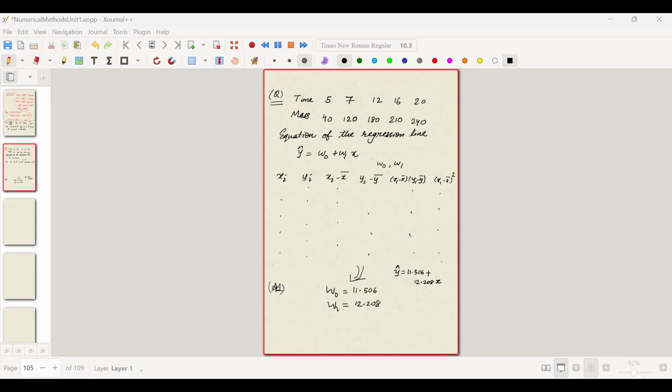So each element, I am doing pairwise multiplication. First element of X multiplied with first element of Y plus second element of X multiplied with second element of Y, plus like that. X square bar: first you square, then you take the sum of them, then you take the mean. Okay so far. So why am I doing all this? Because these quantities are there in the expressions of W0 and W1. So now I am calculating this W0 and W1.